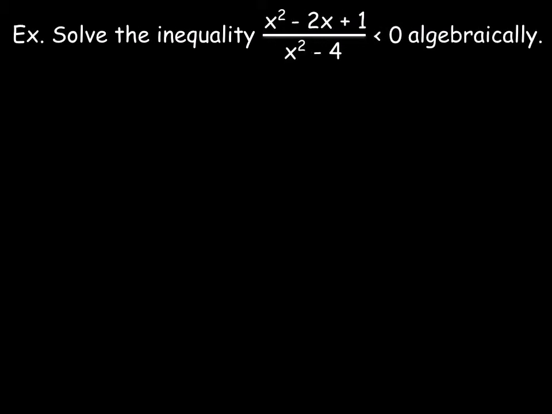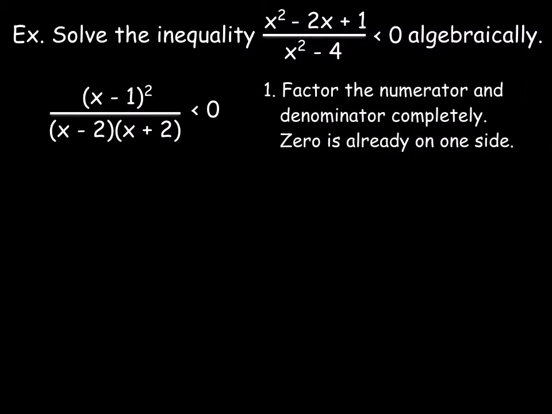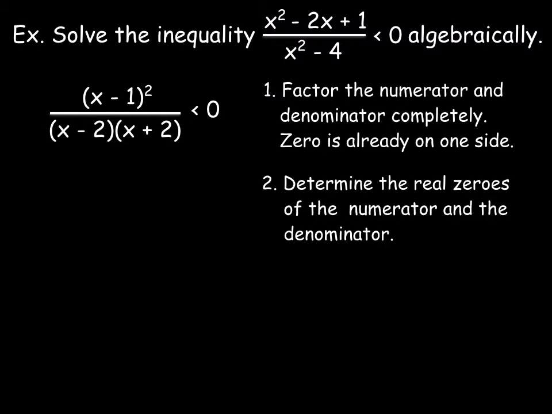Example, solve the inequality (x squared minus 2x plus 1) all over (x squared minus 4) is less than 0 algebraically. Step 1, factor the numerator and denominator completely. Note 0 is already on one side. Step 2, determine the real zeros of the numerator and the denominator.